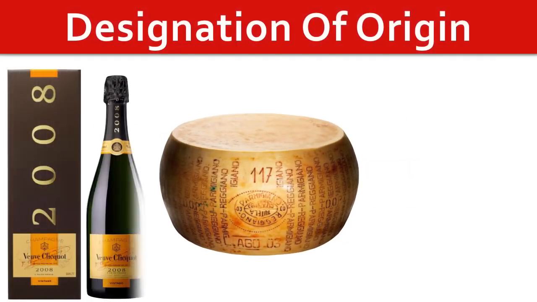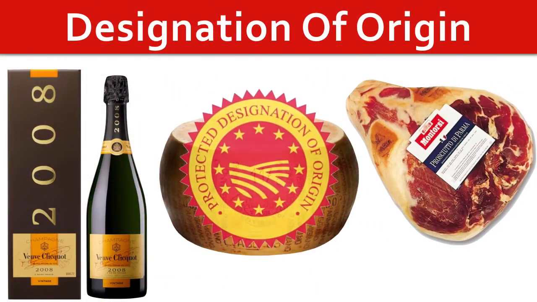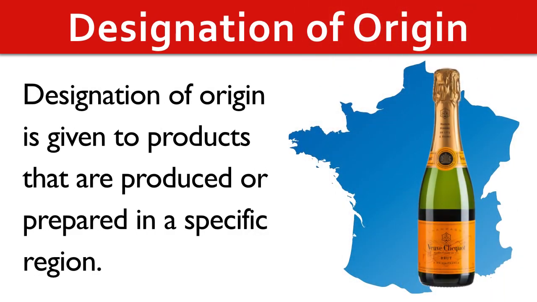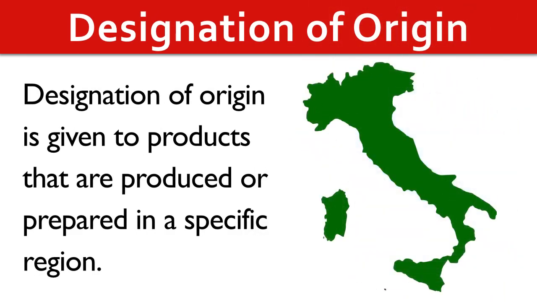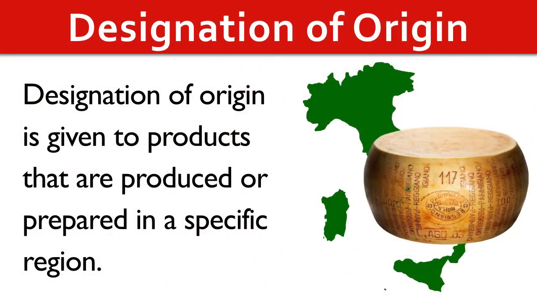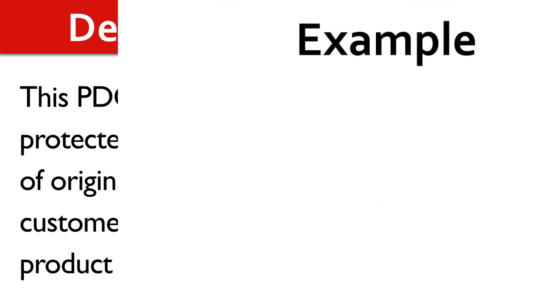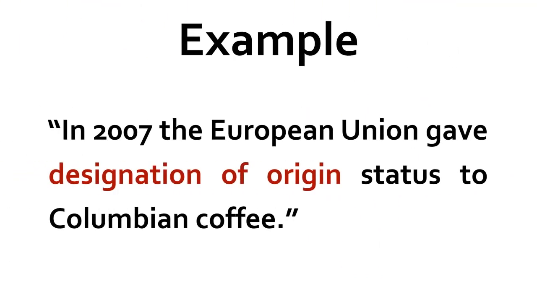Designation of origin. Designation of origin is given to products that are produced or prepared in a specific region. This PDO status, or Protected Designation of Origin, tells customers that the product is authentic. In 2007, the European Union gave designation of origin status to Colombian coffee.